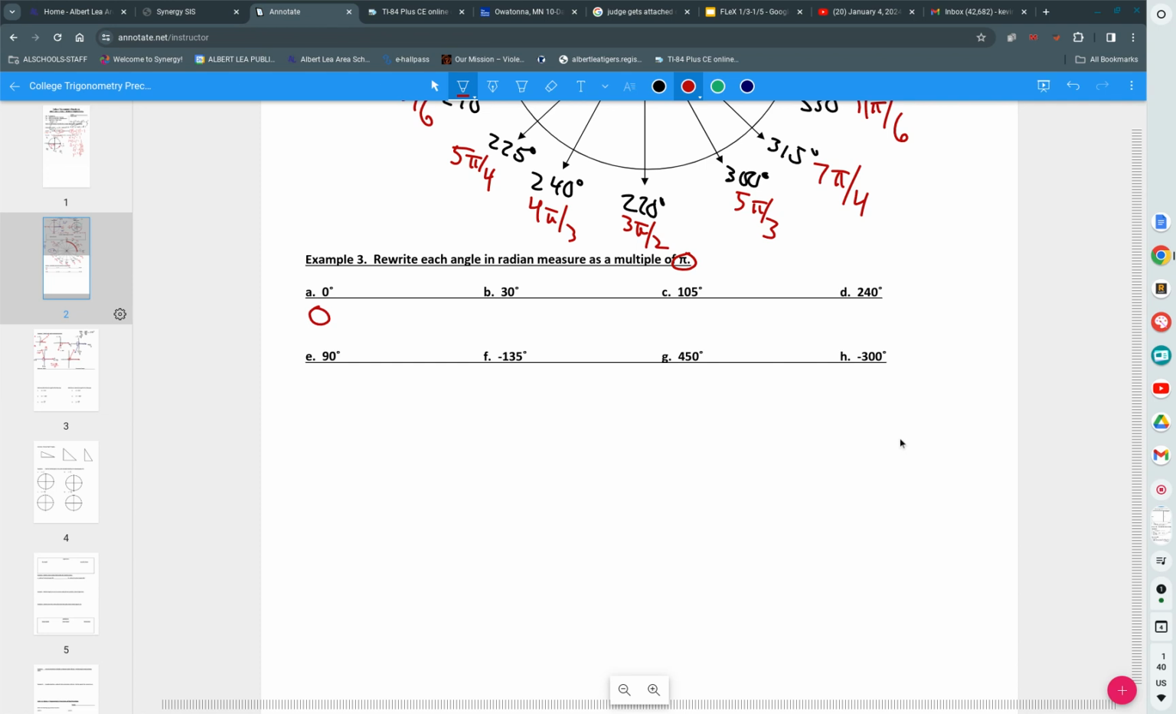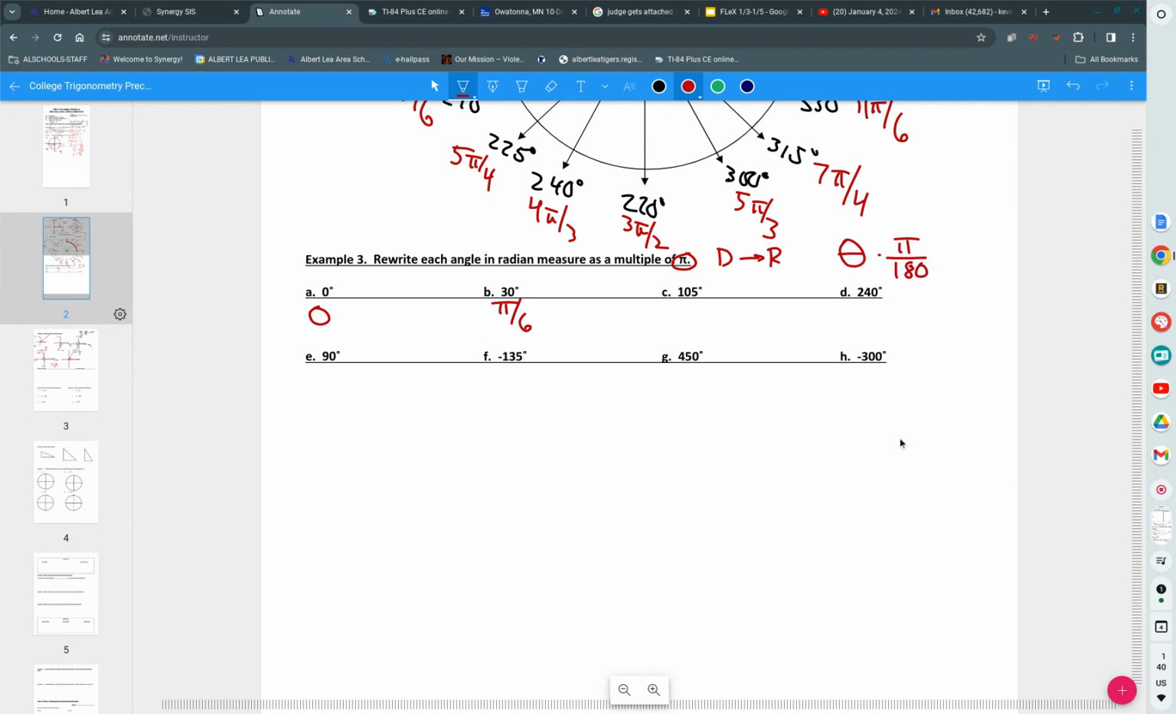Who remembers what 30 degrees is as a radian? Pi over 6. Okay. Now, sometimes you might get one that we haven't talked about. For example, 105. That's not one we've talked about, is it? So your conversion to go from degrees to radians is as follows. Your conversion is to take theta and multiply it by pi and divide it by 180.